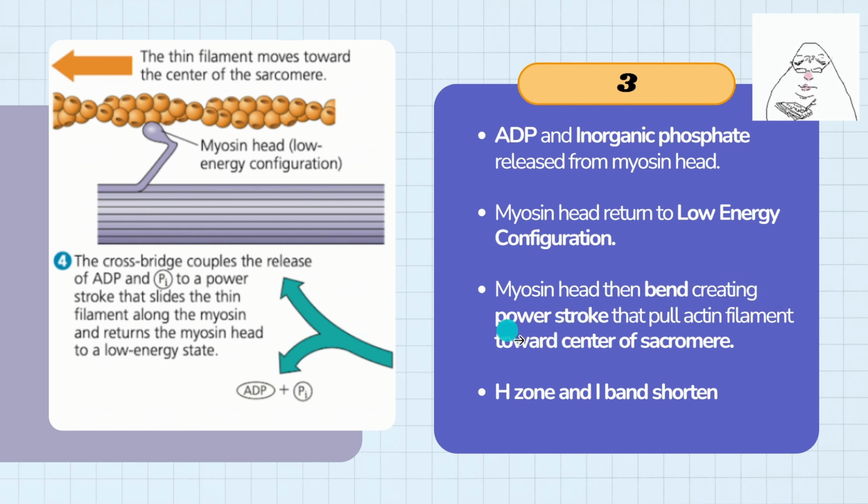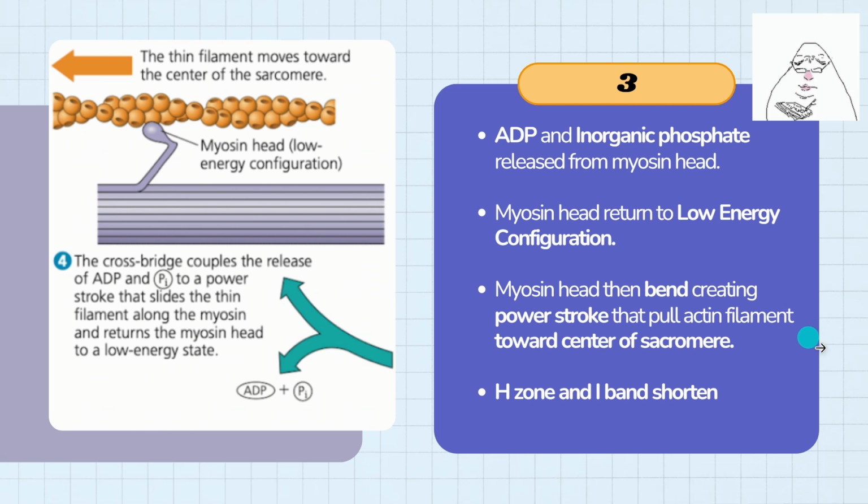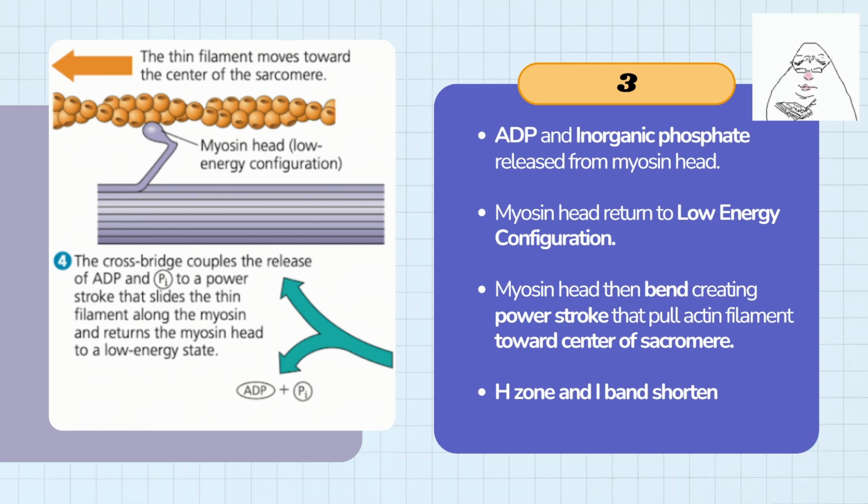to create a power stroke that pulls the actin filament inwards towards the center of the sarcomere. The H zone and I band will become shorter, which is decreased in length. You can simply relate it to your bicep muscle. When you contract your bicep muscle, it becomes bigger and shorter, right? So the same goes here with the contraction. When you contract your muscle, it must be shortened.